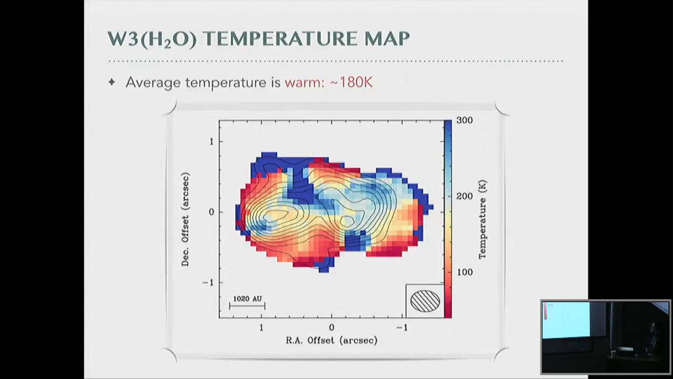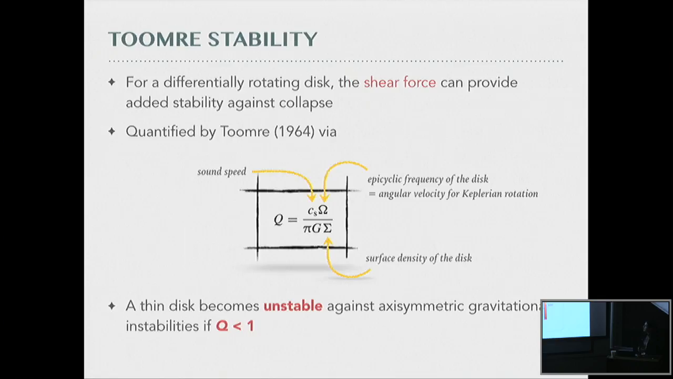So what we can do with a temperature map is to study the stability of this source. So we do a Toomre stability analysis. The idea is that for a differentially rotating disk, the shear force would be providing an added stability against collapse. This was quantified by Toomre in 1964, where on top you have the temperature and the sound speed and the epicyclic frequency. In the case of Keplerian rotation, this is the angular velocity. And then in the bottom, you have basically the gravity. So you have sort of an interplay of shear and temperature providing stability against collapse. And so for Q values below 1, you're in the unstable regime.